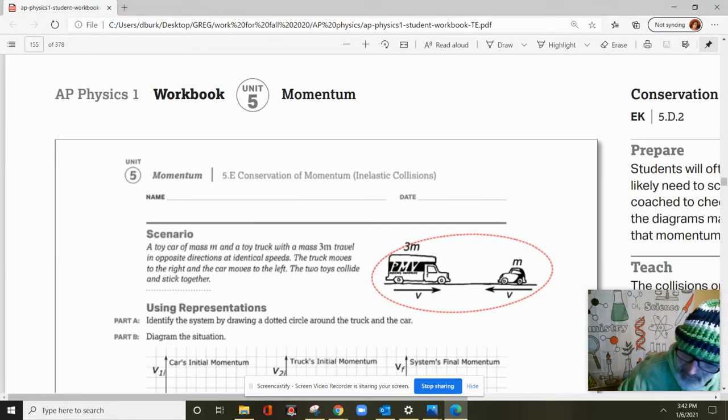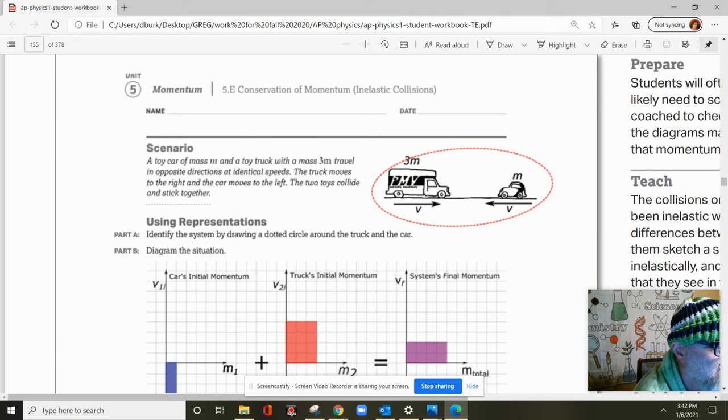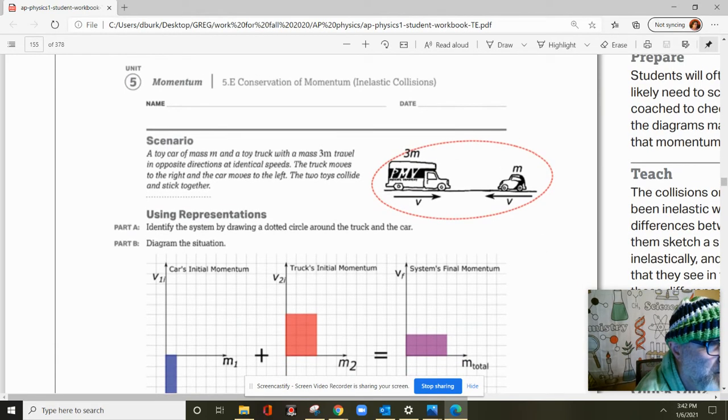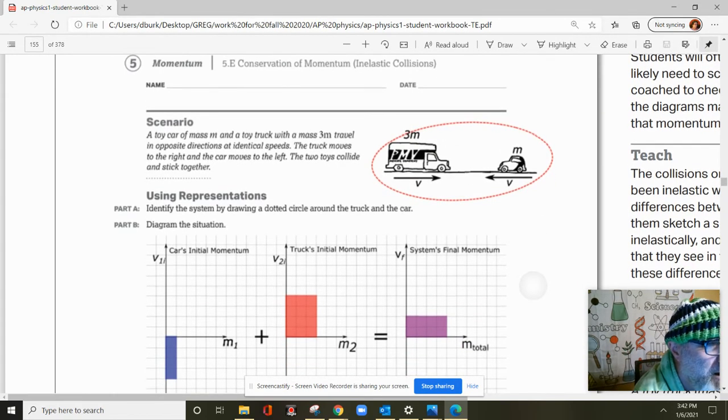All right, here we are in 5E. Wow, these are taking about 11, 12 minutes for 6 minutes a page. I feel like I'm blowing through it. All right, let's crash our toys together.